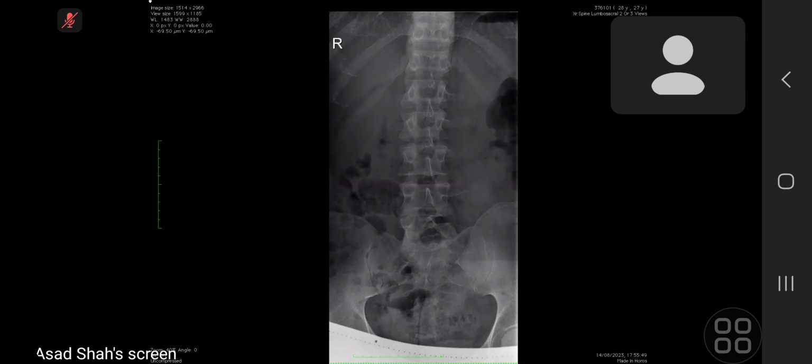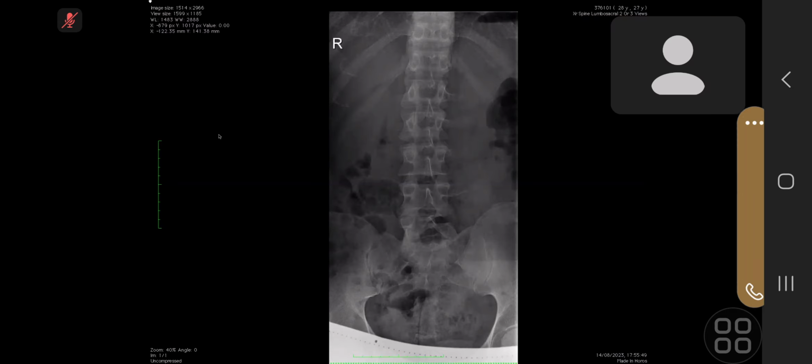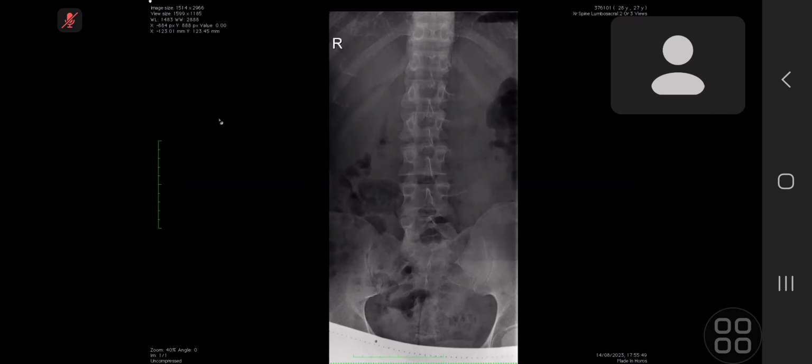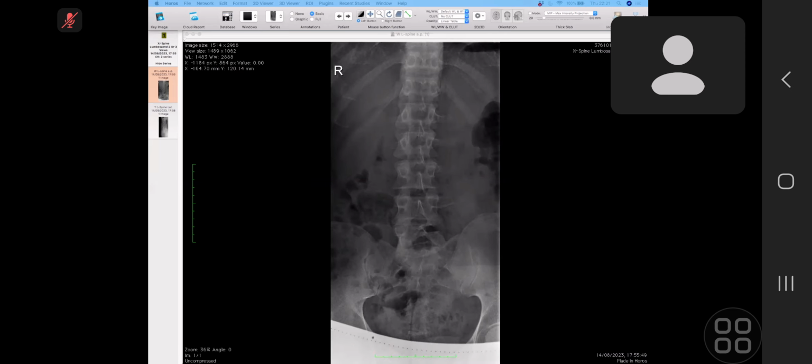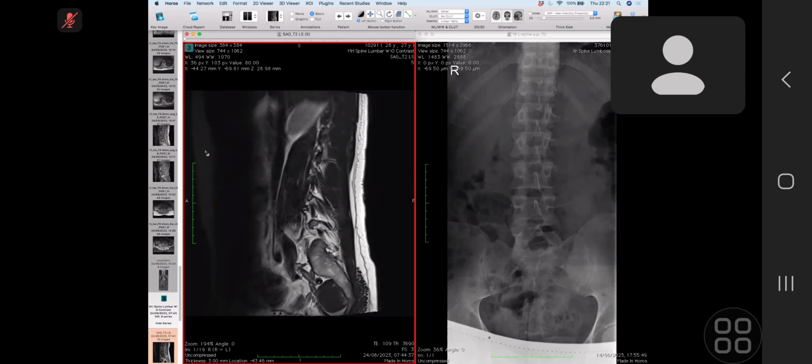Okay, so what's the next step? What would you like to advise? I'd ask for an MRI. I'd also compare with previous imaging to see if this is a long-standing issue or noted in the patient's history. If not, and obviously if there's any background history of hematological malignancies, I'd do an MRI lumbar spine for further characterization.